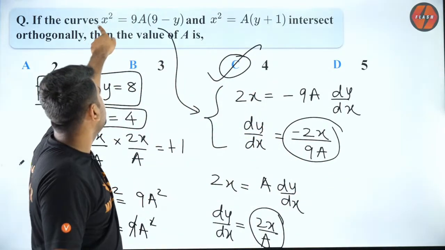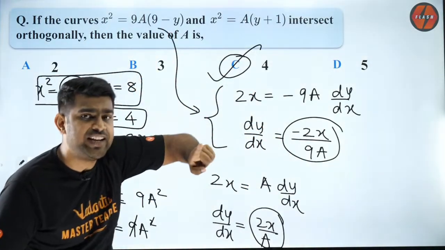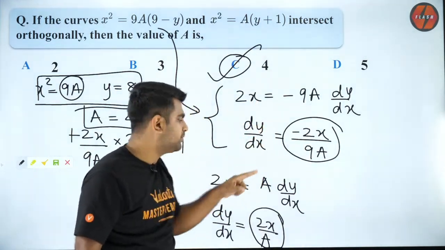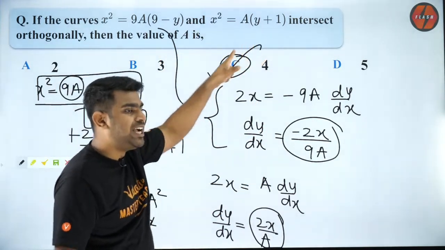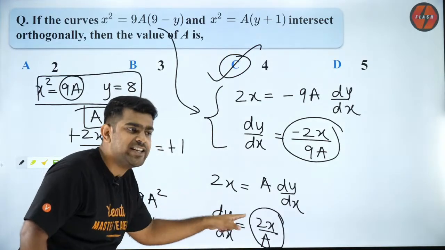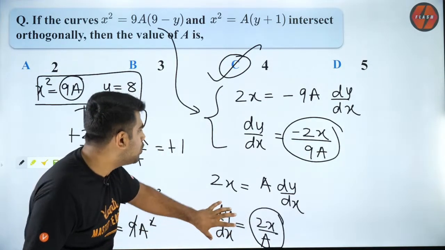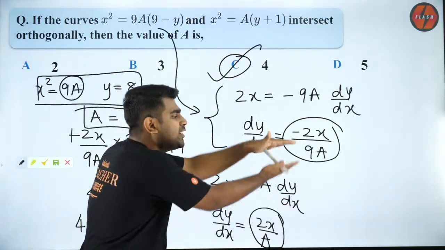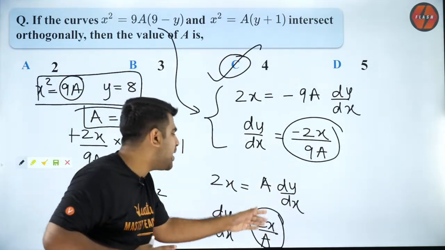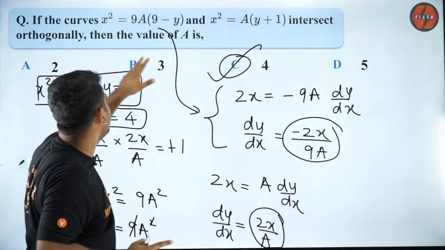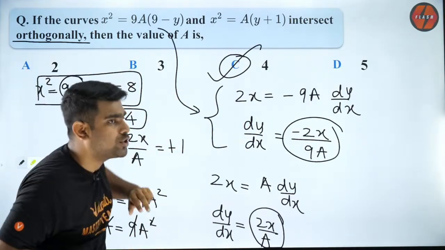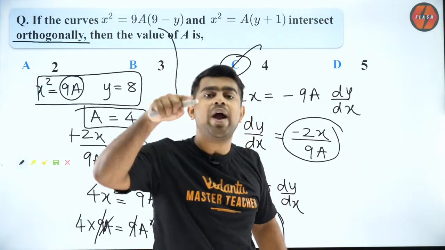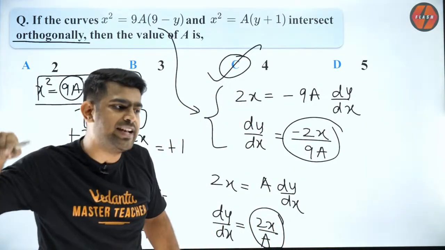So I took this first curve and I differentiated it, and then I got this. This is the slope of the first curve. Then I took the second curve and I differentiated it. I got the slope of the second curve. So I got two slopes, and at the point of intersection, their product should be -1. So if I multiply these two, their product should be -1. Only then it is orthogonal. It is given in the question that they are orthogonal. So M1 M2 should be equal to -1.